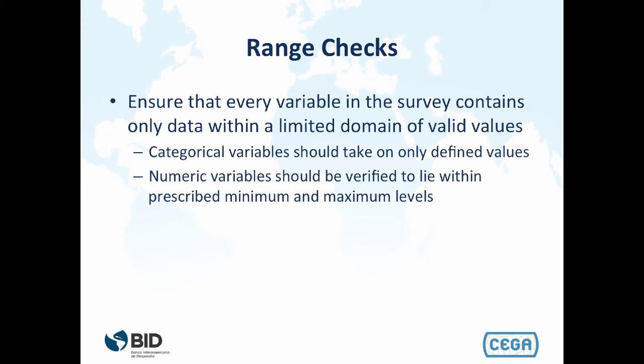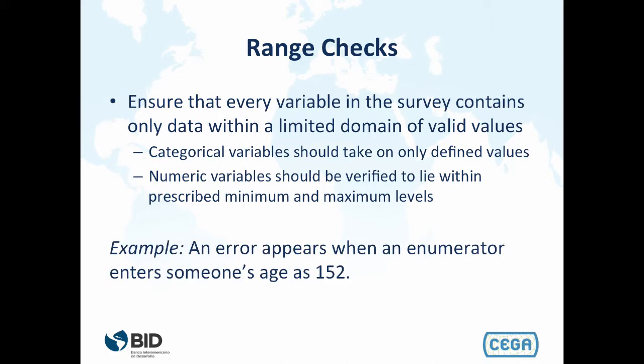So range checks. Range checks ensure that every variable in the survey contains only data within a limited domain of valid values. So categorical values should only take on their predefined values, and numeric variables should be verified to lie within prescribed minimum and maximum levels. For example, a range check would certainly identify when an enumerator has entered someone's age as 152. That's highly unlikely, and it is likely that the maximum level for age would certainly be set less than 152.